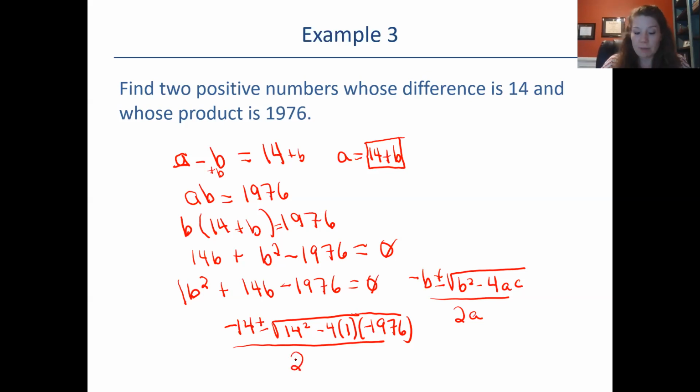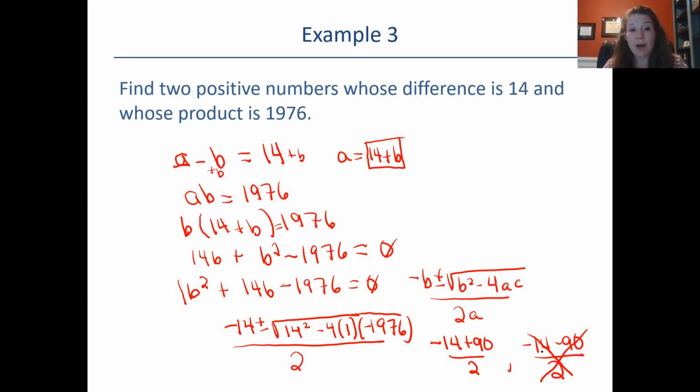All right, so under my radical, I have 14 squared minus 4 times 1 times negative 1976. I get 8100. Square root of 8100 is 90. So we have negative 14 plus 90. Negative 14 plus 90 is going to give us a positive number, and we'll divide that by 2. However, negative 14 minus 90 would give us a negative number. So this is going to end up giving us a negative answer.